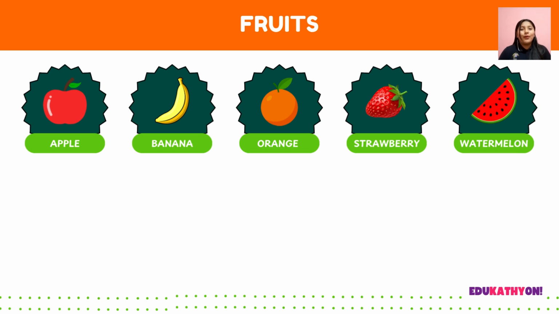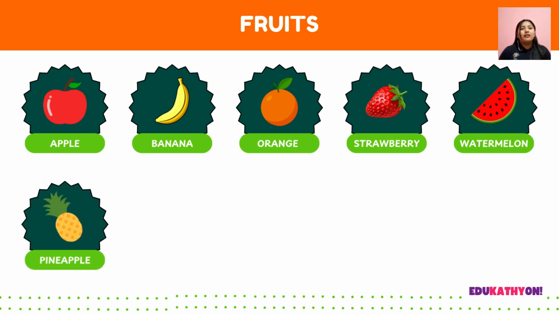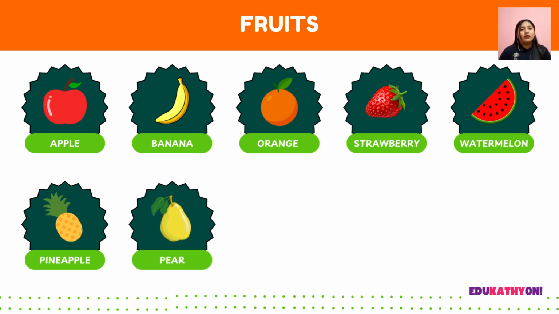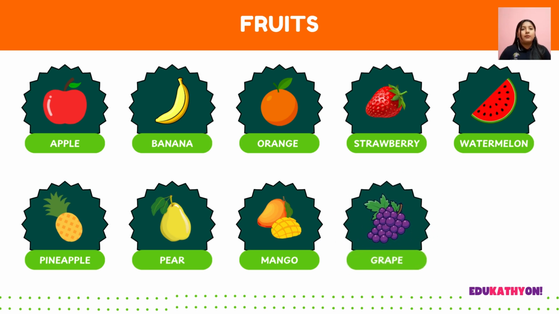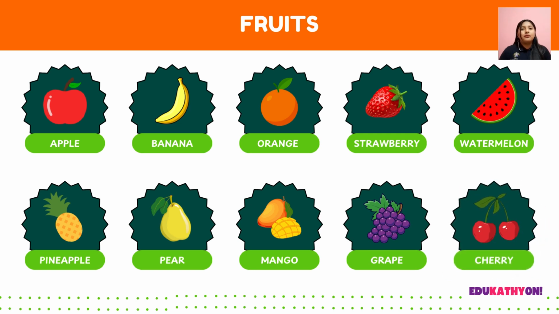Watermelon, pineapple, pear, mango, grape, cherry. Well, fruits are usually countable, and we use them a lot in desserts, juice, or salad. For example, I love eating watermelon in summer.